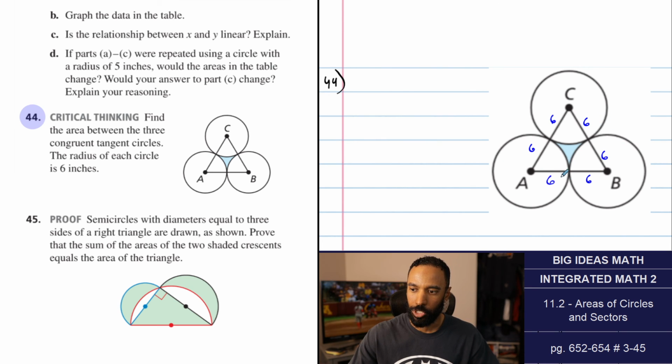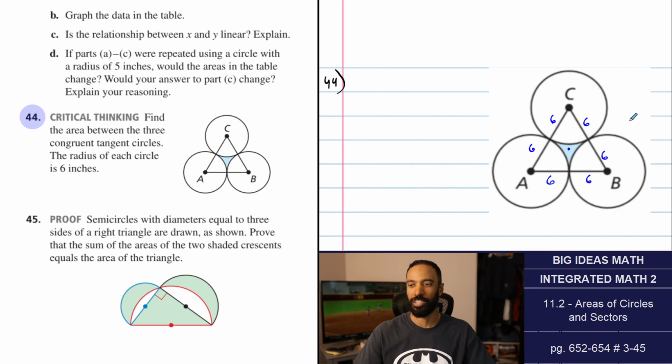All right. So the radius of each circle is 6 inches. I'm just going to put 6s. This is an equilateral triangle, all of length 12. There's a center there if that matters. I don't yet know if it does.